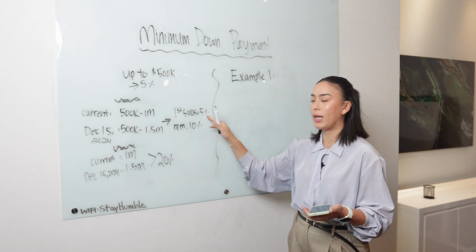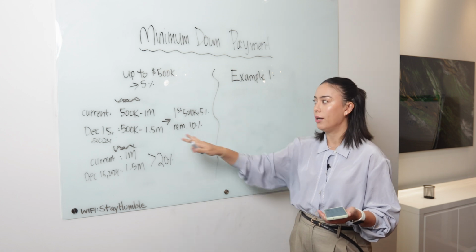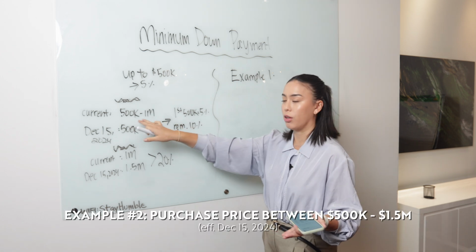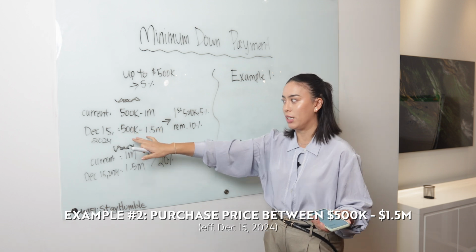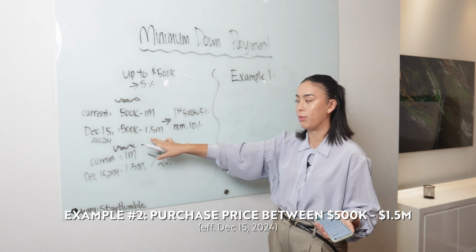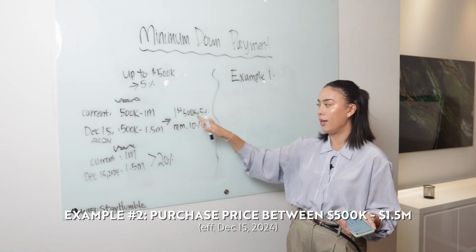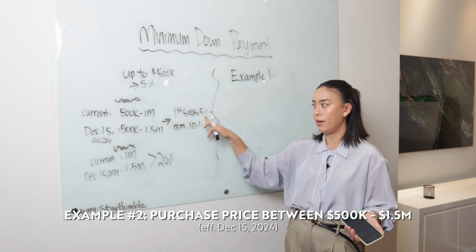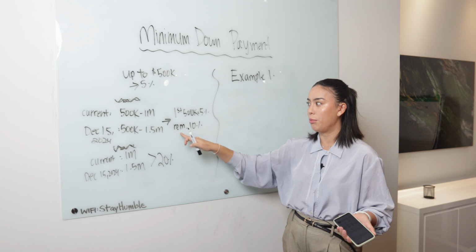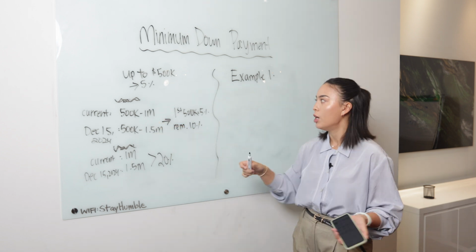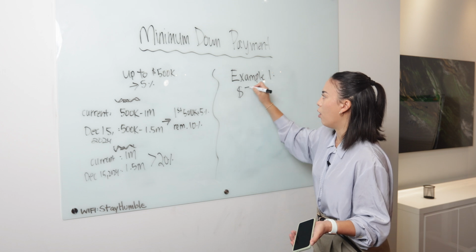Now let's do a different example and take it in this second bracket, where we have to use the sliding scale. So again, when we're between $500,000 and $1 million currently, or after December 15th, $500,000 and $1.5 million, we have to work on a sliding scale. The calculation is the first $500K is subject to the 5%, plus any remaining amount in this portion is going to be subject to 10%.